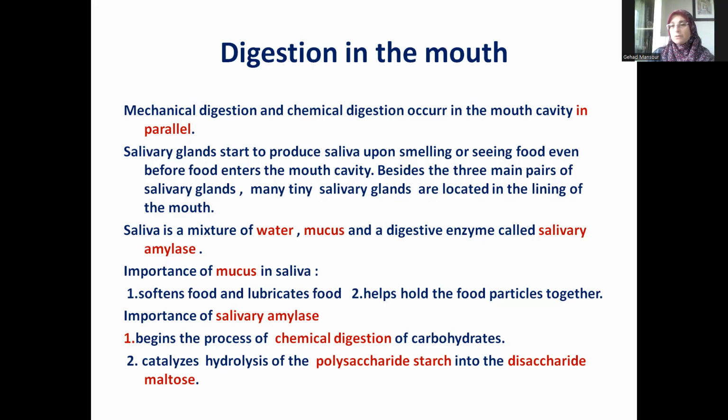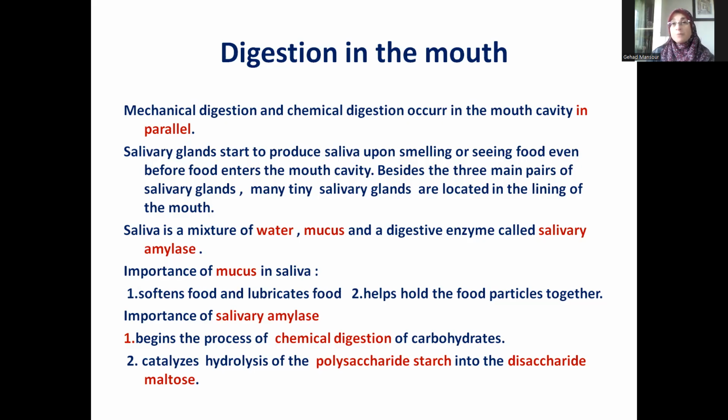What's the only food stuff that is tackled in the mouth, that is digested in the mouth? It's starch. Is it a carbohydrate or a protein or a fat? It is a carbohydrate. Is it a polysaccharide or disaccharide or monosaccharide? Starch is a polysaccharide. Okay. Can we start digestion of glycogen, which is also a polysaccharide, in the mouth cavity?